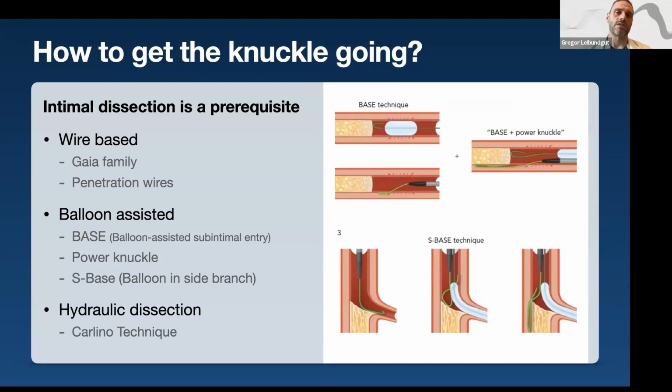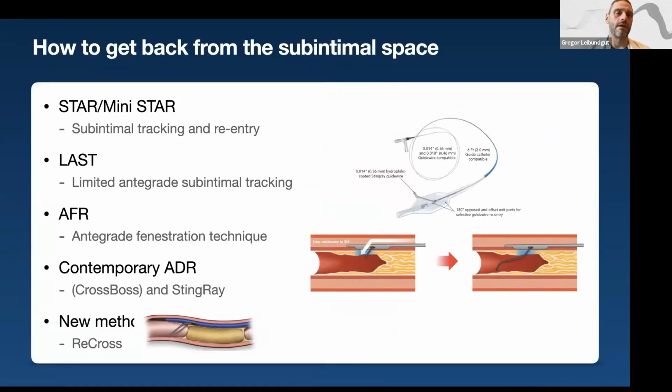I feel most comfortable when I have a knuckle in front, because I know the knuckle is not going to exit that vessel space. Whereas when you are working there with, for example, a Conquest Pro 20 or something similar, you can easily end up outside of the vessel. Once you're in the subintimal space, you maneuver your way around the plaque. You want to re-enter, and as I said already, you can do that with these techniques that I'm not going to focus on too much in my talk.